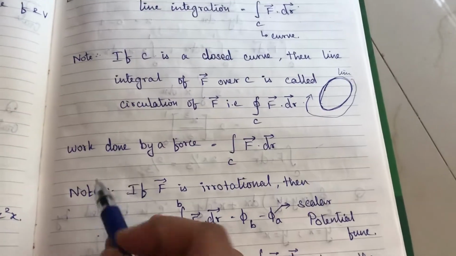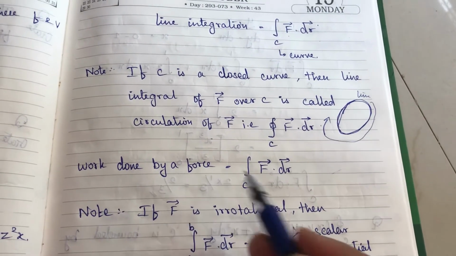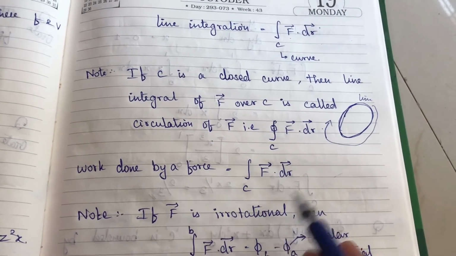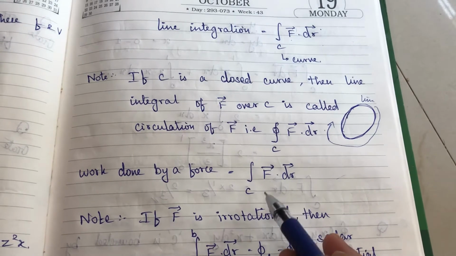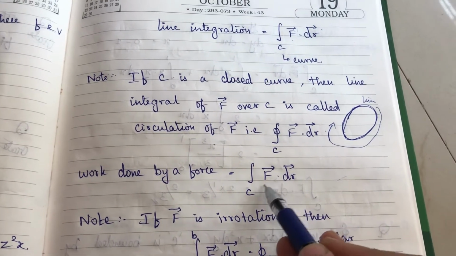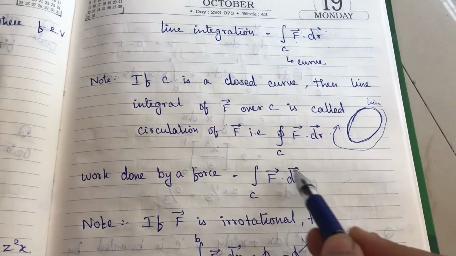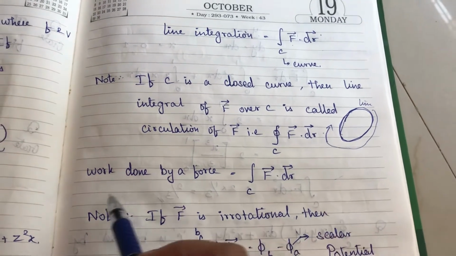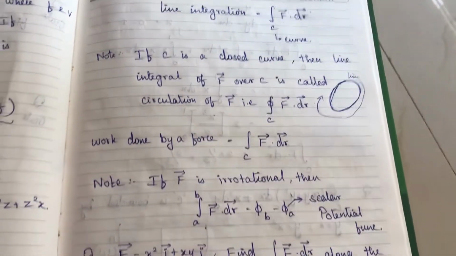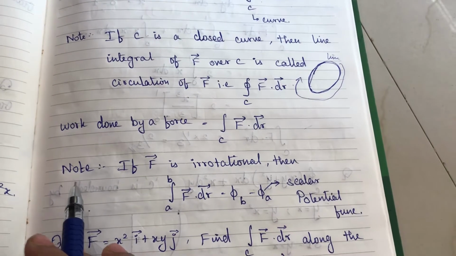Okay, circulation. Work done by the force is nothing but the line integration formula. Same here: force into distance, where dr is the direction. So work done by the force is the same formula. There comes another note.